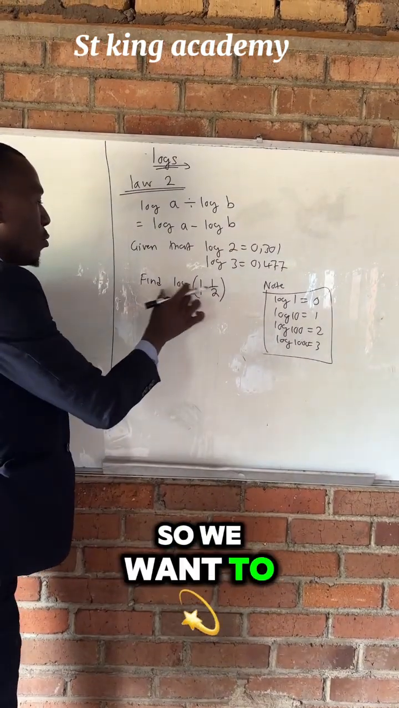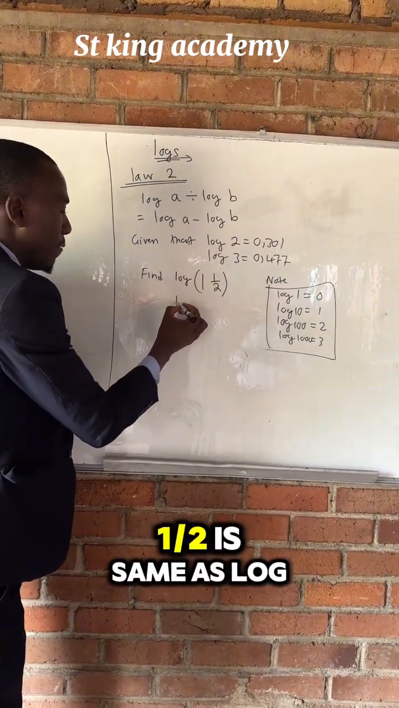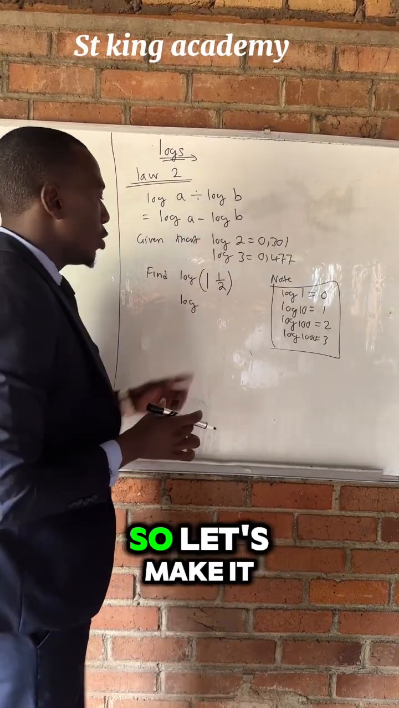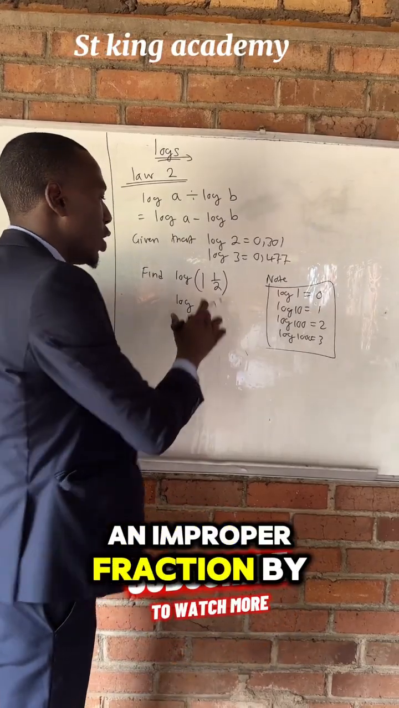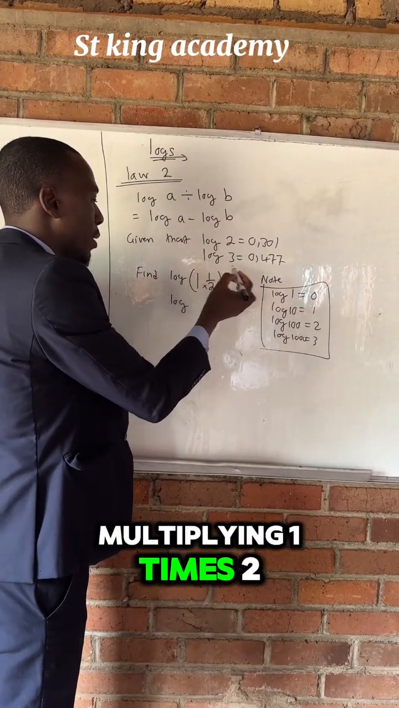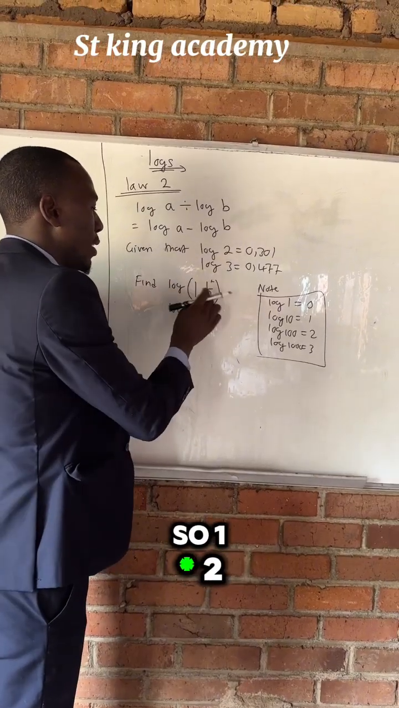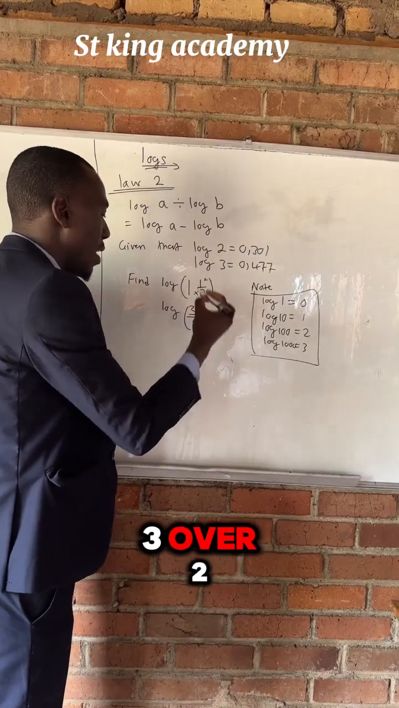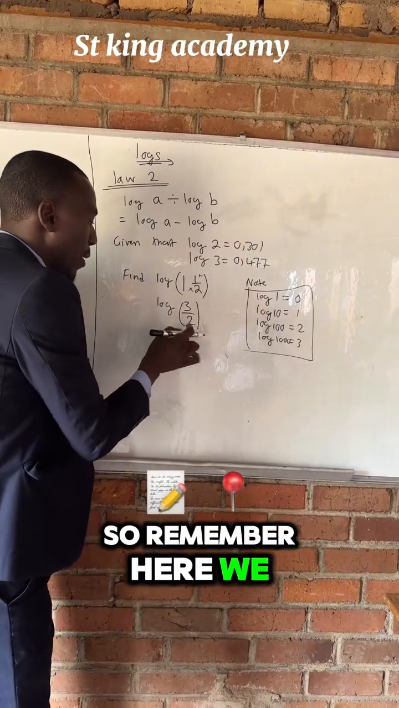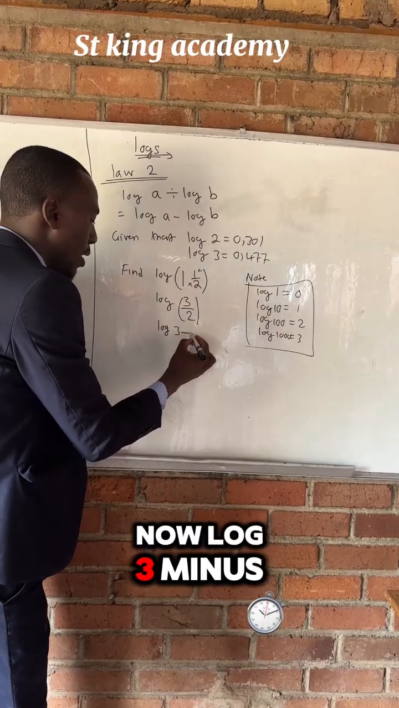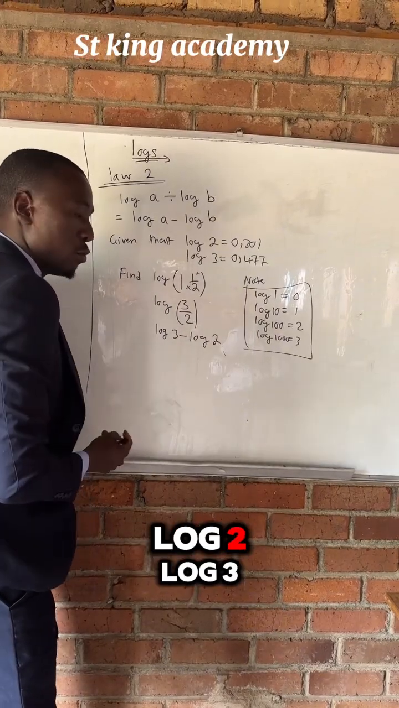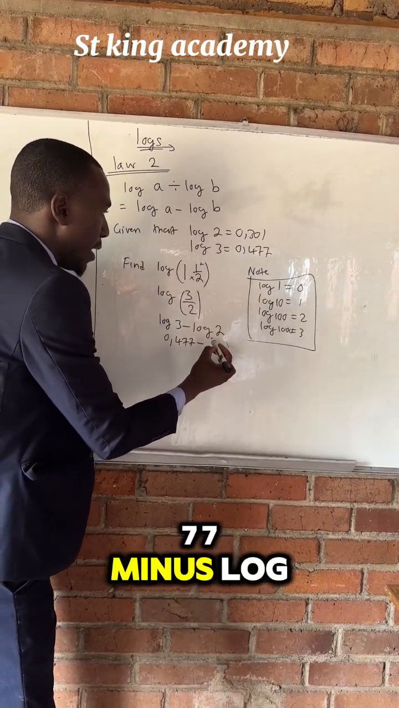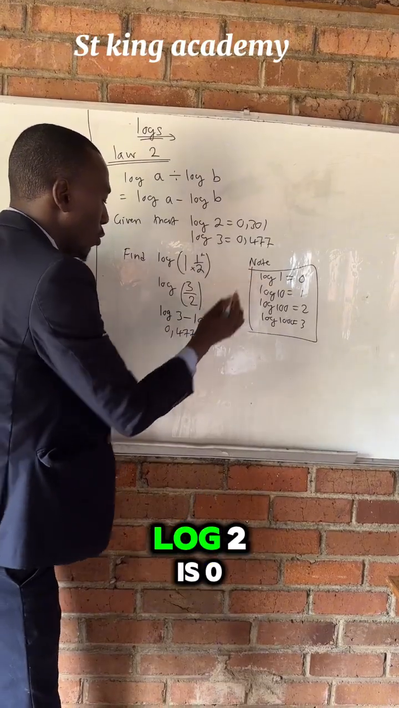Okay, so we want to find log 1 and 1/2. This one is a mixed fraction, so let's make it an improper fraction by multiplying 1 times 2 plus 1. So 1 times 2 we get 2, 2 plus 1 we get 3 over 2. So remember here we are dividing, so it's now log 3 minus log 2. Log 3 is 0,477 minus log 2, which is 0,301.